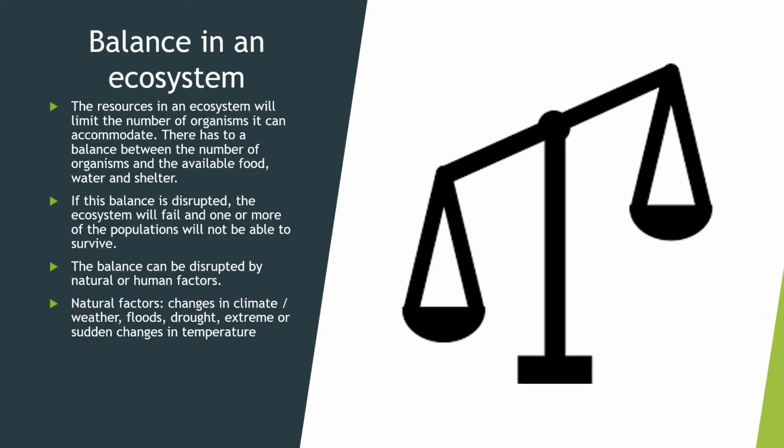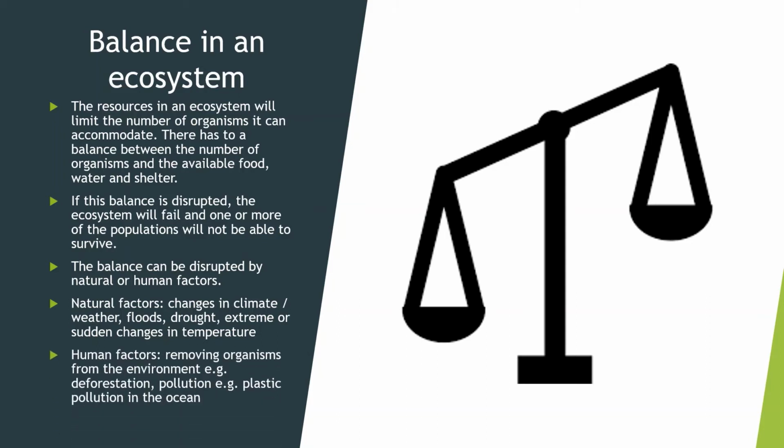Natural factors include changes in climate, weather, floods, drought, extreme or sudden changes in temperature. Examples of human factors are the removal of organisms from the environment, for example, deforestation, and pollution, for example, plastic pollution in the ocean.